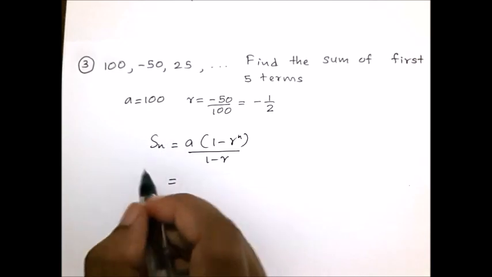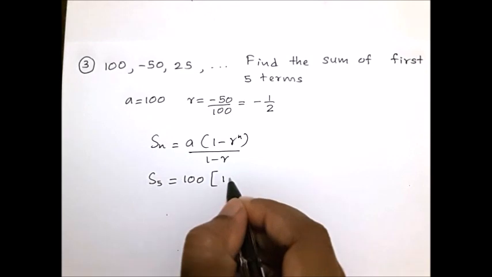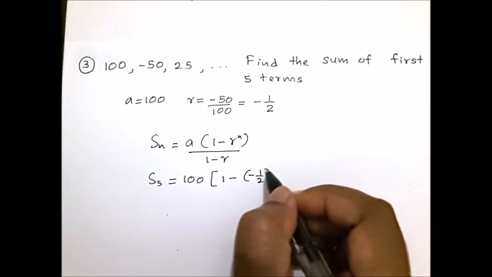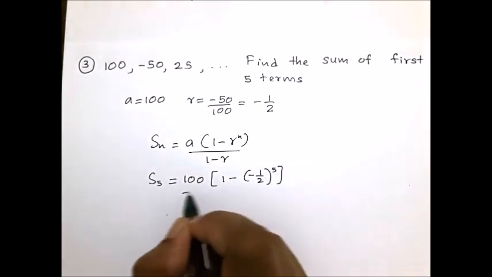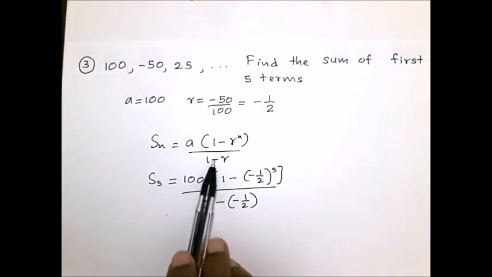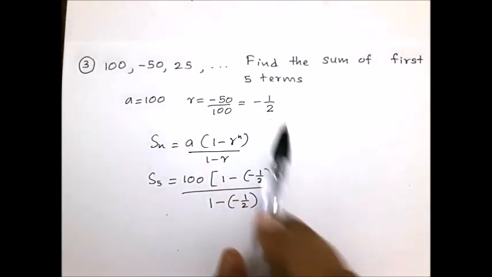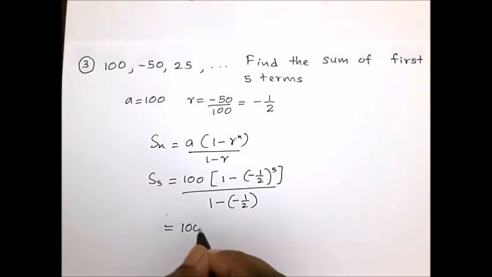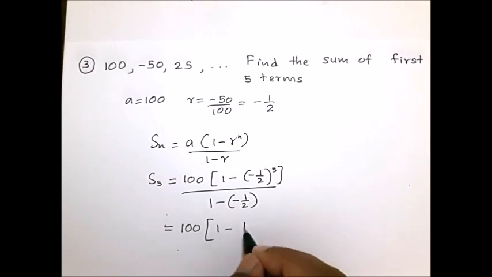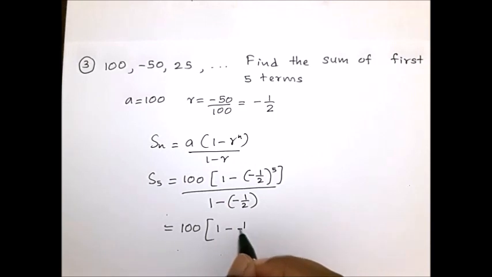The question says to find the sum of 5 terms. S5. First term is 100. 1 minus r, which is minus half, to the power 5. Then 1 minus half. Here this minus symbol, and for r you have to substitute again minus half. 100. Now remove the bracket. 1 to the power 5 is 1. Minus 2 to the power 5, it is minus 32.